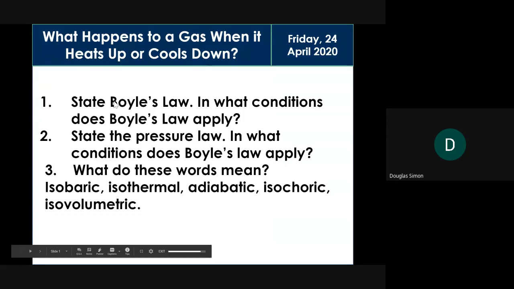Okay, so Boyle's law from 2 lessons ago was that pressure is inversely proportional to volume for a fixed mass of gas at constant temperature. Question number 2, the pressure law is that pressure is directly proportional to temperature for a fixed mass of gas at constant volume. Isobaric means constant pressure. Isothermal means constant temperature. Adiabatic means with no exchange of energy or matter with the surroundings.